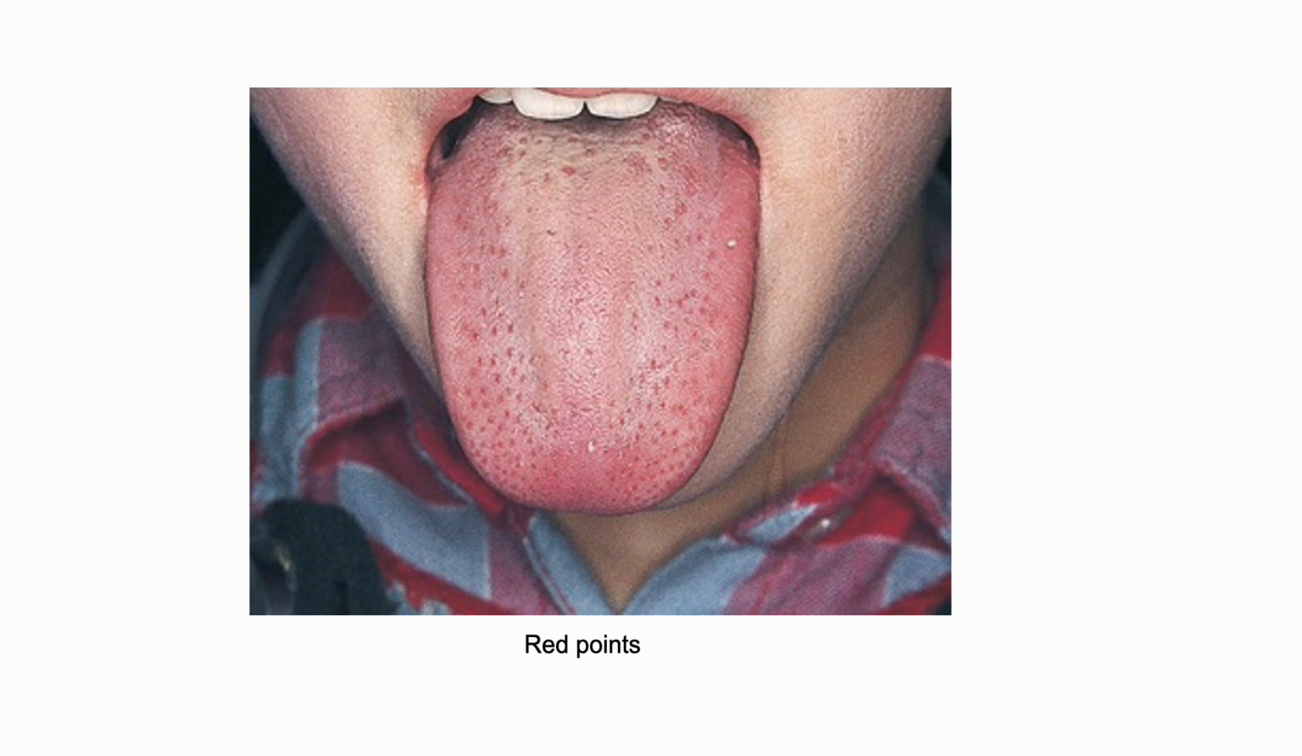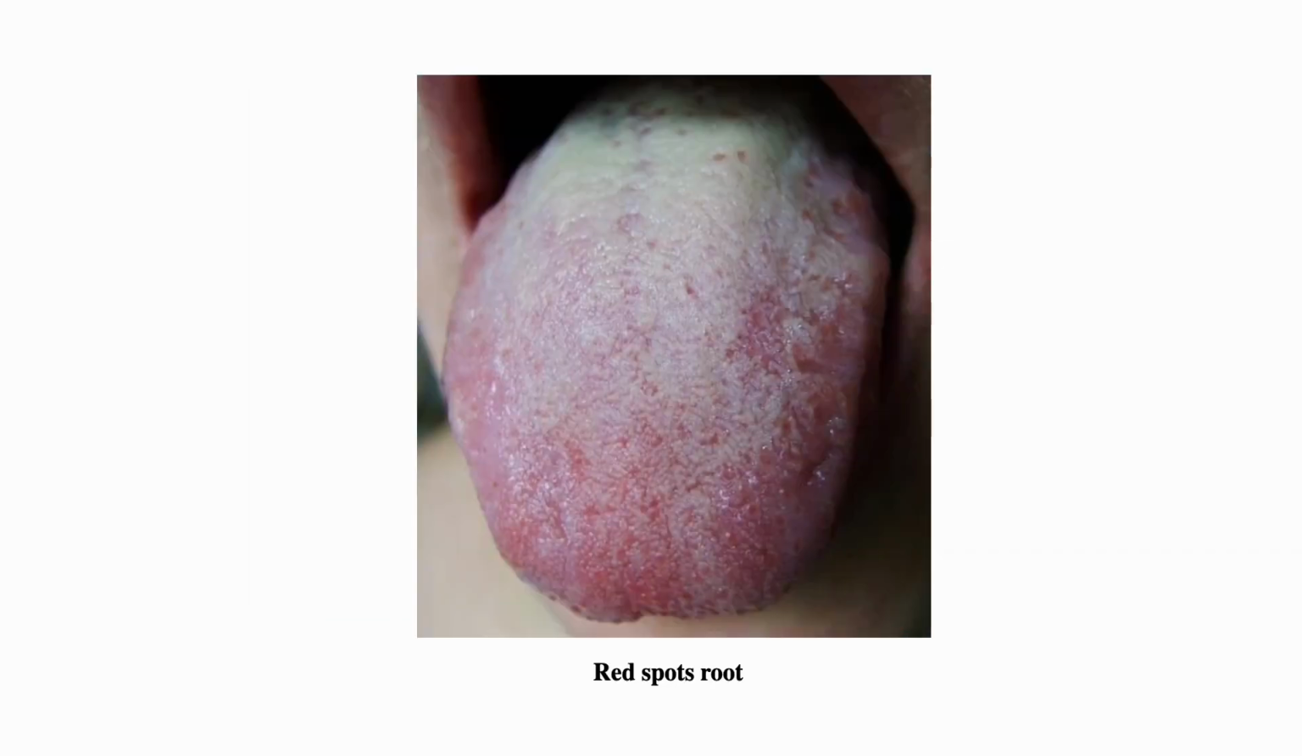The intensity of their color and their distribution clearly correlate with the intensity of the heat. The more intense the color and the more dense the distribution, the stronger is the heat. Red spots look the same as red points, except that they are larger and they are usually seen only on the root of the tongue. Like red points, red spots also indicate heat, but with the additional component of some blood stasis.